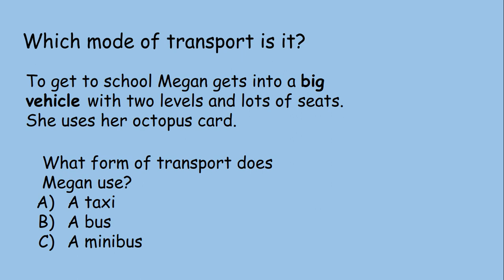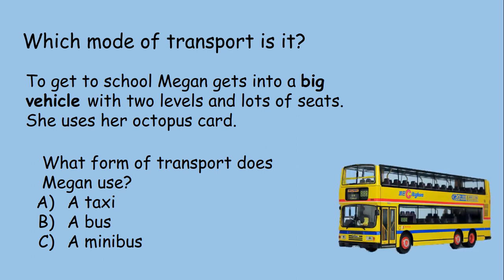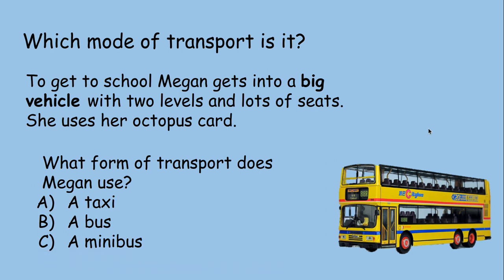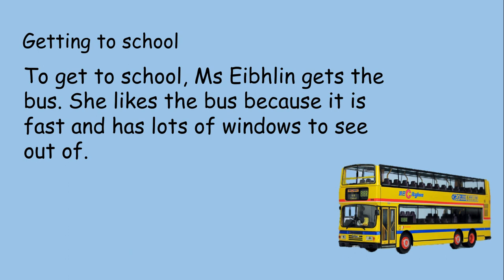Oh, 2 levels and lots of seats. I think it must be, with those 2 levels, a bus. Down here, let's see. Look, we can see 1 level, the top level, and now down here, there's our second level. 1 level, 2 level, the top and the bottom. Okay, well done if you said B, a bus. Excellent work.